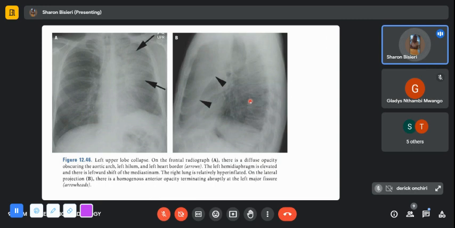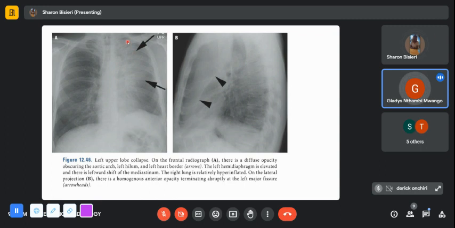Then in this next set of images, we have a frontal and a lateral radiograph of the chest. In the frontal radiograph, what you can see is opacification of the left upper lung zone, silhouetting the aortic arch but not the descending aorta. There's opacification at the left upper and mid zone with silhouetting of the left cardiac border.